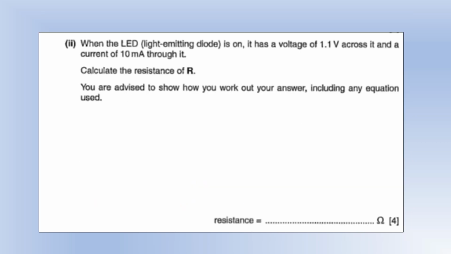When the LED is on, it has a voltage of 1.4 volts across it and a current of 10 milliamps through it. Calculate the resistance of R. So first of all, we need to figure out what the potential difference is across the resistor. So it's going to be 5 minus 1.1. And then we divide that by the current, and that gives us the resistance. So you have to be very careful which potential difference you choose.